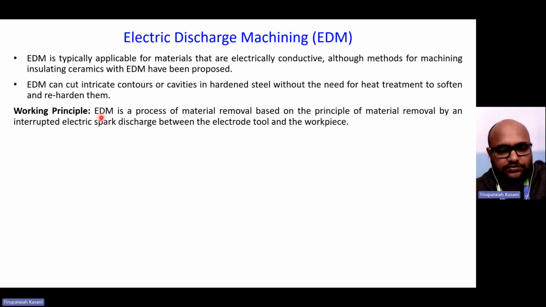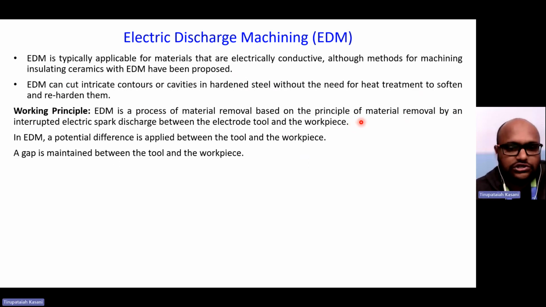And here is the working principle. Electric discharge machining is a process of material removal based on the principle of material removal by an interrupted electric spark discharge between the electrode tool and the workpiece. EDM is a process of material removal by an interrupted electric spark discharge due to the generation of plasma between the electrode tool and the workpiece.